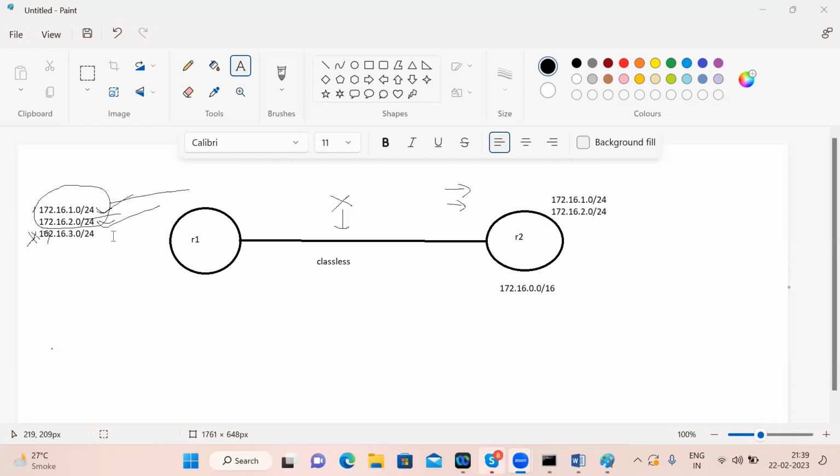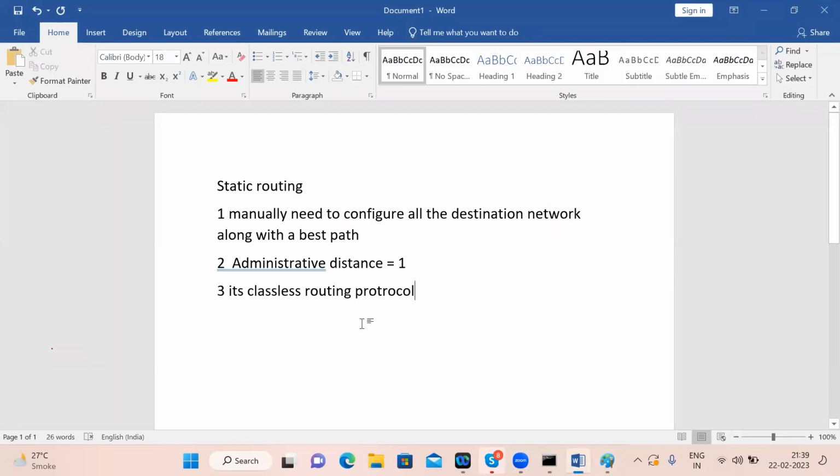So classless routing protocols are always good as compared to classful routing. So what is static routing? Static routing is a classless routing protocol. It is not classful. Any doubt? No, sir. All of you got this?